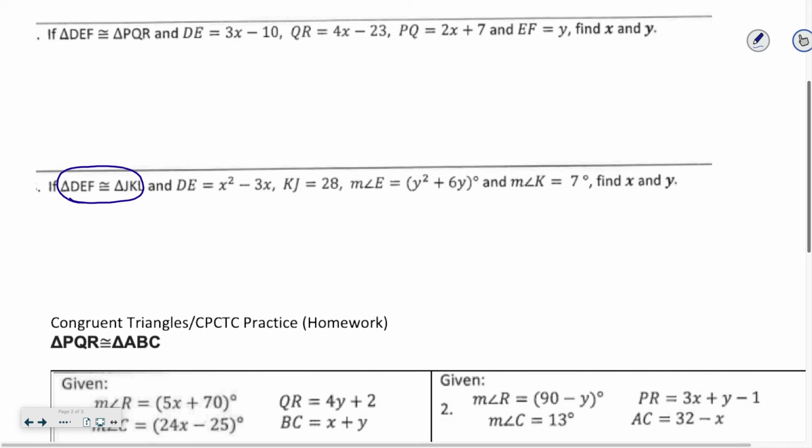Okay. So, take a second. You've got your statement. Draw yourself a picture, or use your brain. Just match them up however you want.